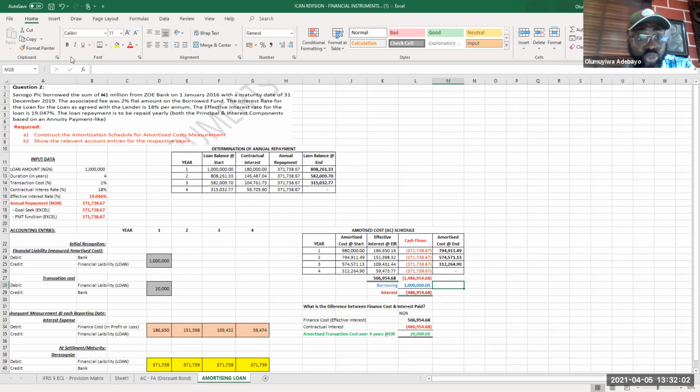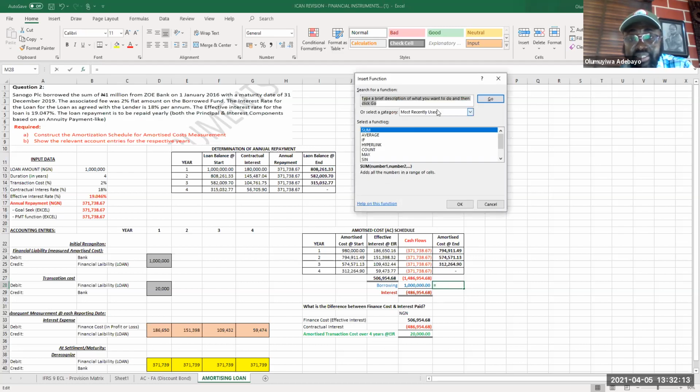Let me also show you, in case you don't know the name of the function or you can't spell it appropriately, you go to the function tab, you click it. One thing is this, you can see what it shows here. Select a category. It's showing me most recently used. These are functions I've used severally. I can just scroll and find it, like you can see payments, if and everything.